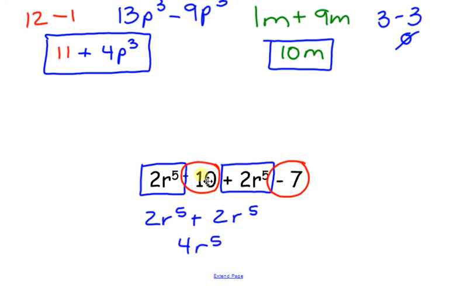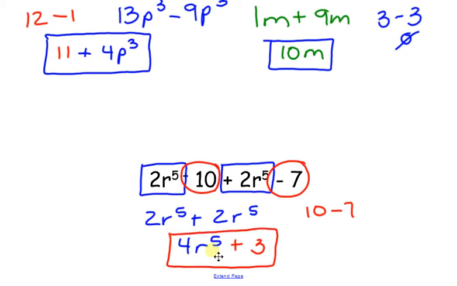Then I have my whole numbers. So here I have 10, and then I have -7. Well, 10 minus 7 is +3. So my answer is 4r to the 5th power plus 3. They cannot combine. Do not do 7r to the 5th power. They do not have the same variable or the same exponent. So it's very important that you do not take it a step further.